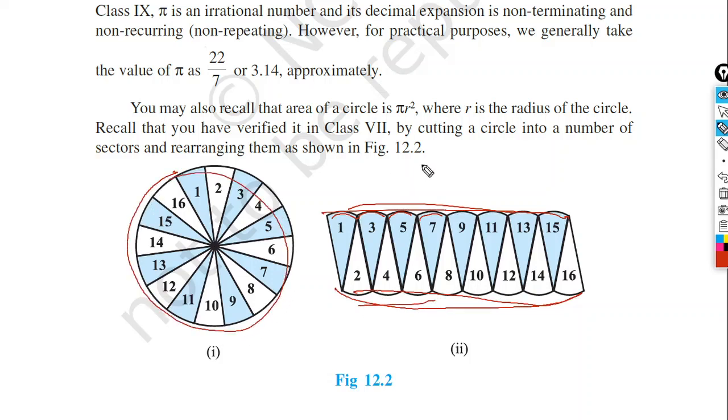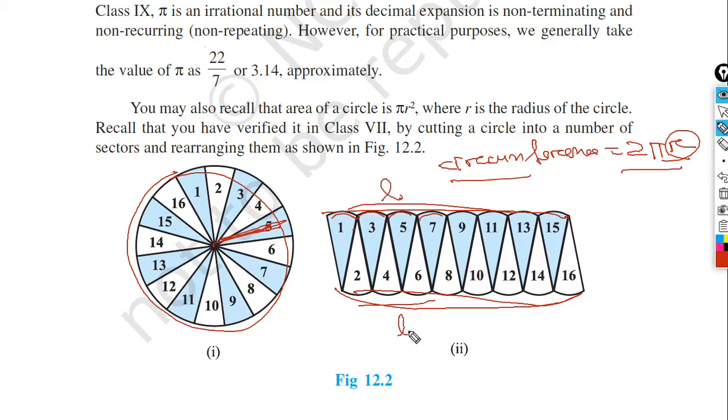Now we have circumference equal to 2 pi r, and r is nobody but the radius. Then if this is the length and this is also the length, as it is a rectangle, the lengths are equal. So each length is half of the circumference.